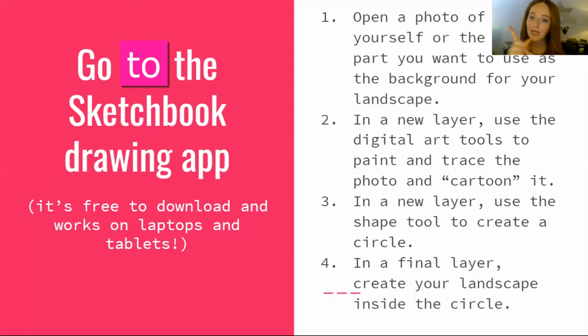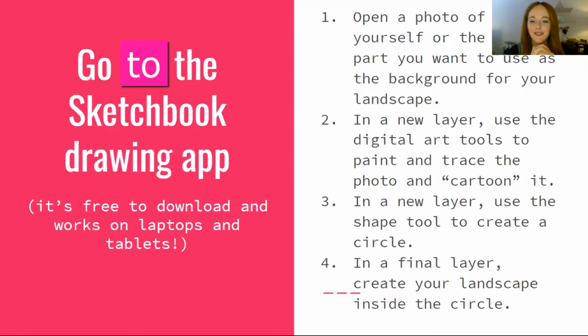So step one, you're going to open a photo of yourself or the body part you want to use as the background for your landscape. So take a picture on your phone, either of yourself or of your eye or your hands or whichever you prefer. Step two, in a new layer, use the digital art tools to paint and trace the photo, and you're going to cartoon it. So I'm going to show you a little bit of what that looks like as an example.